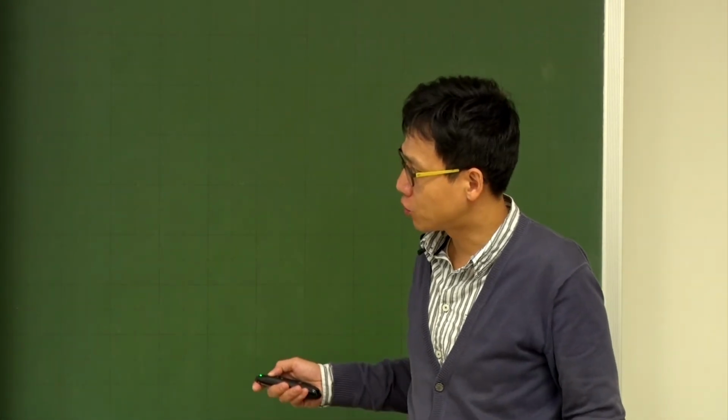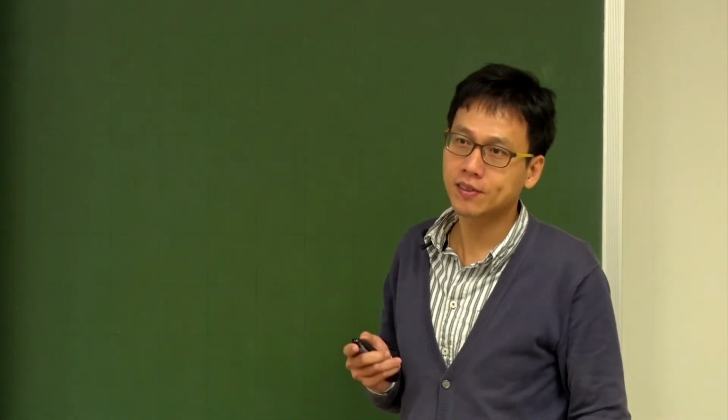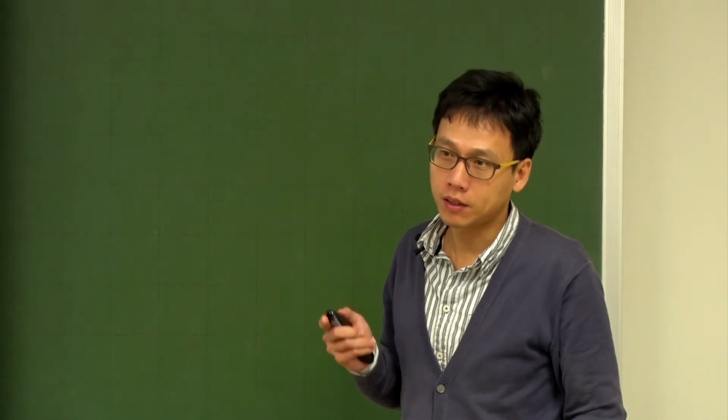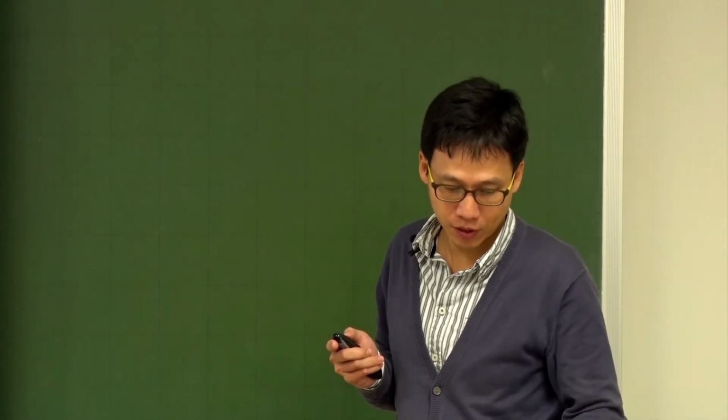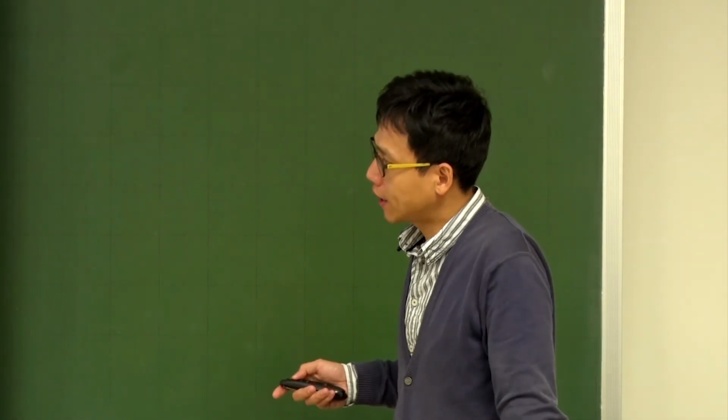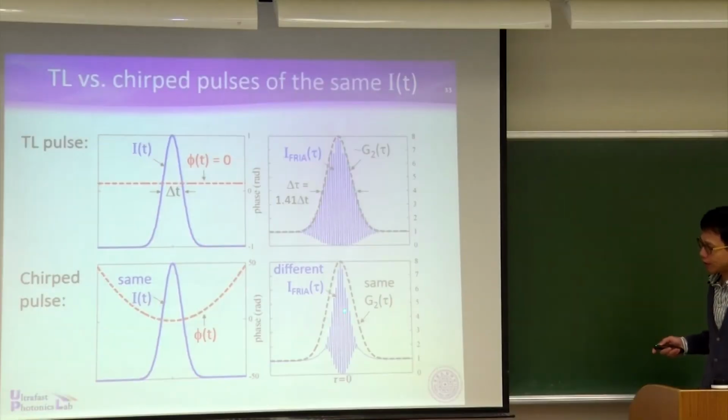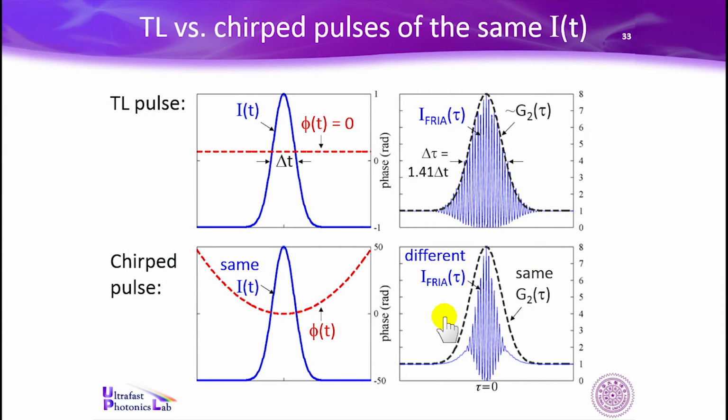So if you have the same I of t, you should share the same G2 function as the first case. But the fringes could be different. So in the simulation, I got a fringe like this. You have a different fringe resolved intensity autocorrelation trace. Although they have the same G2 function, they have the same envelope function, they have different fringe resolved autocorrelation traces.